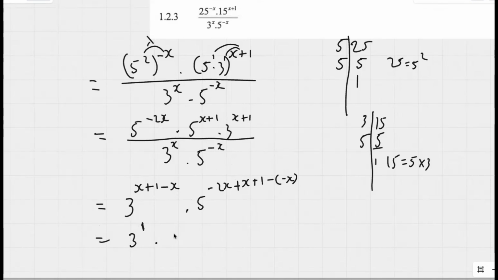We're going to get 5 to the power negative 2x plus 1 plus x, and that's going to equal 3 to the power 1 times 5 to the power negative 2x plus x, the x's will disappear, times 5 to the power 1, and we have 15 as our answer.